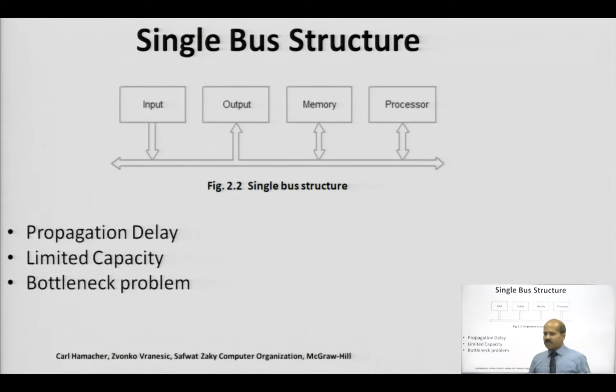So, let us talk about the single bus structure. In this case, all the components are connected through a common bus, a common or system bus. So, this bus is nothing but a set of address bus, control bus and data bus.